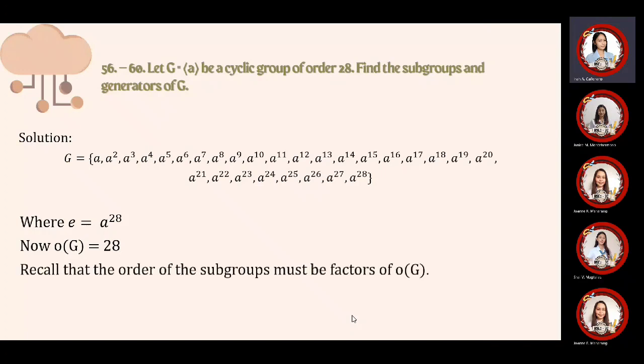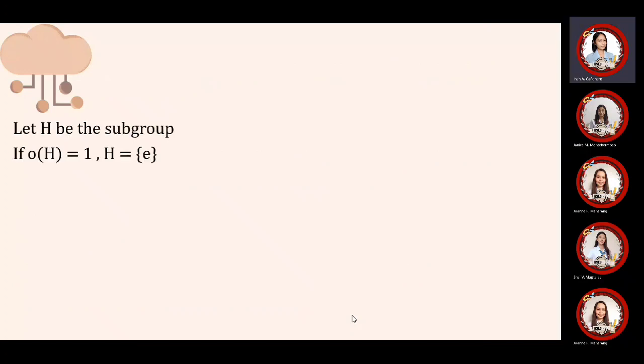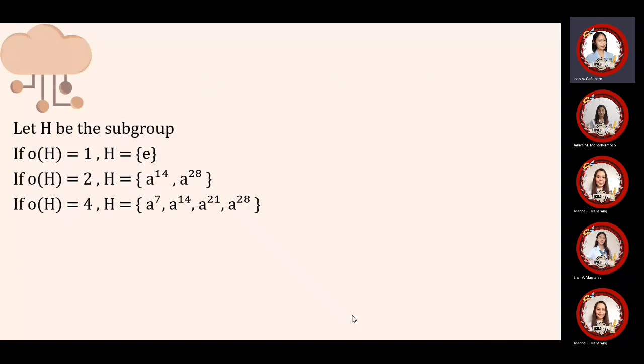Recall that the order of the subgroup must be a factor of the order of G. So ang order of G natin is 28. Therefore, ang factors niya is 1, 2, 4, 7, 14, and 28 itself. So let H be the subgroup. If the order of H is equal to 1, we will get the identity, which is yung H is equal to E.